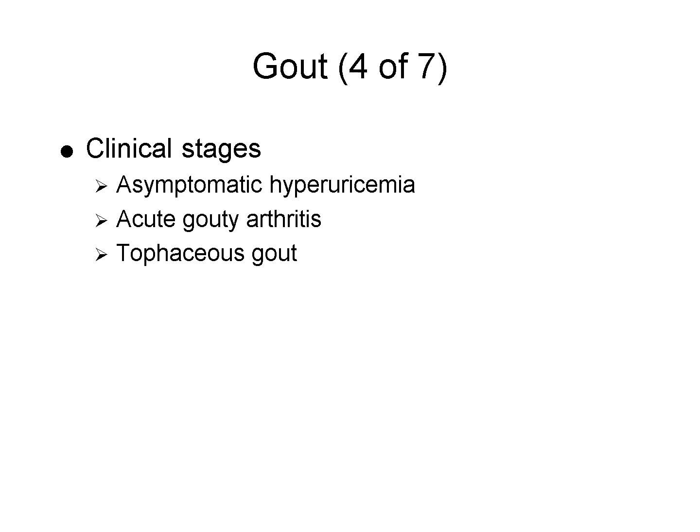There are 3 clinical stages: Asymptomatic hyperuricemia, where uric acid is elevated without symptoms. Acute gouty arthritis, with sudden attacks of joint pain. And tophaceous gout, the chronic form with visible crystal deposits. Early diagnosis and uric acid lowering therapy can prevent joint damage. Lifestyle changes are also crucial for management.